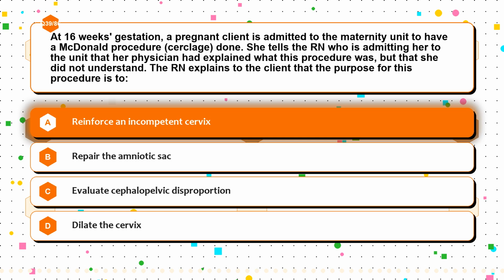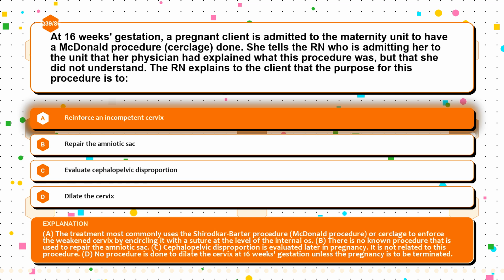The correct answer is option A. Reinforce an incompetent cervix. The treatment most commonly uses the Shirodkar procedure, McDonald procedure, or cerclage to reinforce the weakened cervix by encircling it with a suture at the level of the internal os.